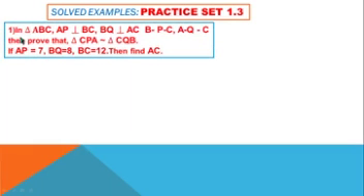Example number 1. In triangle ABC, AP is perpendicular to BC, BQ is perpendicular to AC, B-P-C, A-Q-C. Then prove that triangle CPA is similar to triangle CQB. If AP is equal to 7, BQ is equal to 8, BC is equal to 12, then find AC. See this figure.